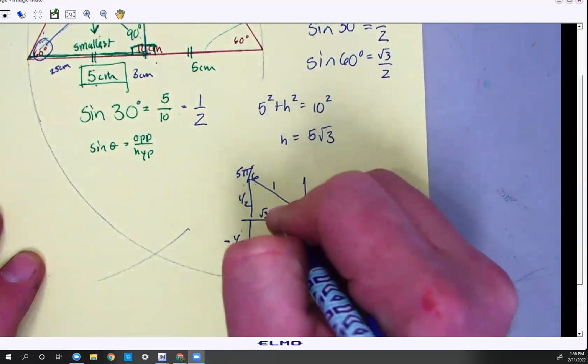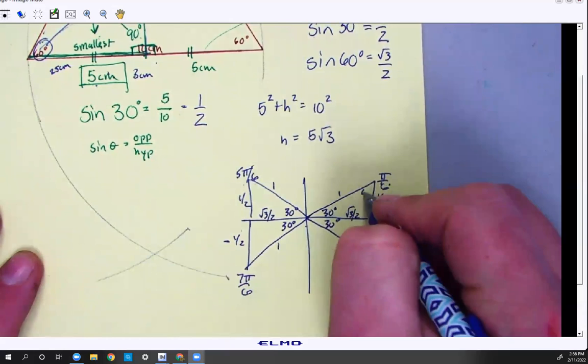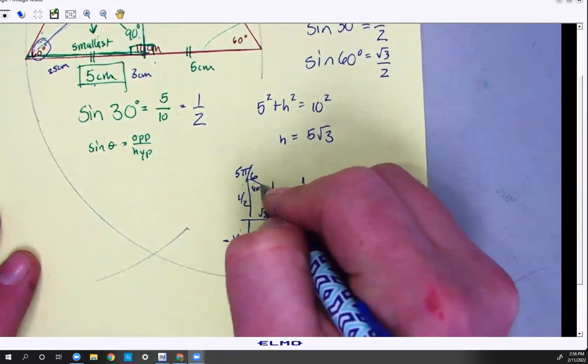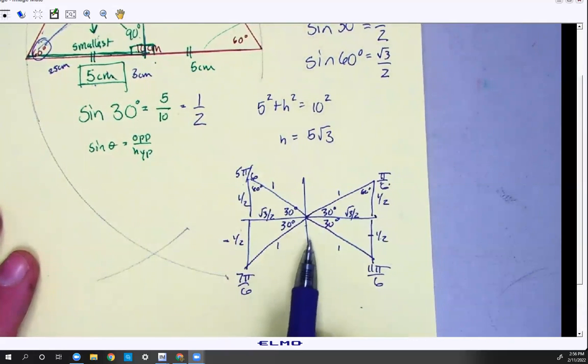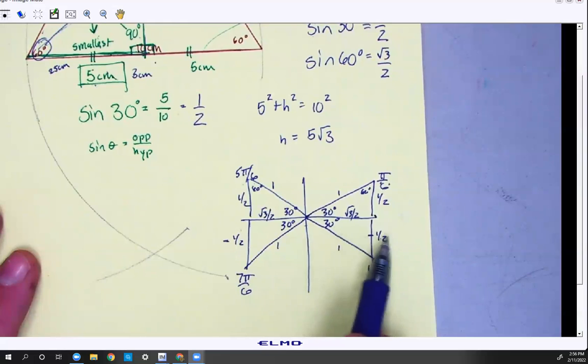Adjacent is root 3 over 2. Root 3 over 2, because that's the one that's opposite 60. So if I ask you for the cosine of 30 degrees, you say root 3 over 2. It's not going to be a half, because a half is opposite.